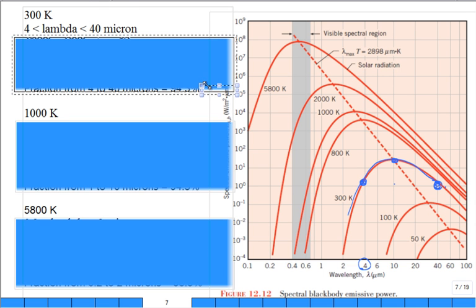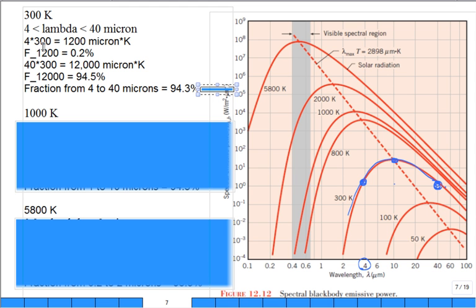So we take the 4 times 300 temperature, 1200 micron Kelvin. Look at the fraction. It's 0.2%. Very little. Then 40 times 300, 12,000 micron Kelvin, 94.5%. Hence, the fraction between the two is 94.5%. Almost all of it. I mean, there's still 5% or more out. Where is it typically? It's out in the longer wavelength IR region.